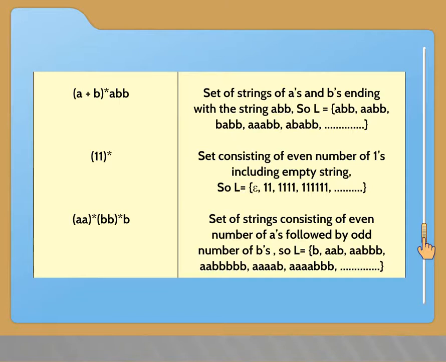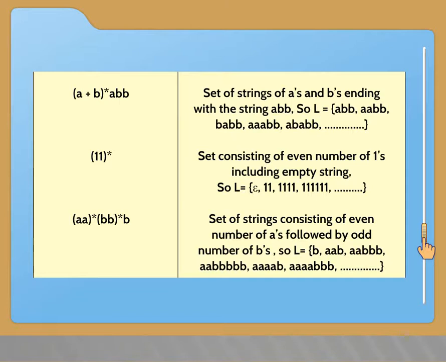1, 1 whole star. Set consisting of even numbers of ones including the empty string. So L is equal to epsilon, 1 1, 1 1 1 1, 1 1 1 1 1 1, and it goes on.